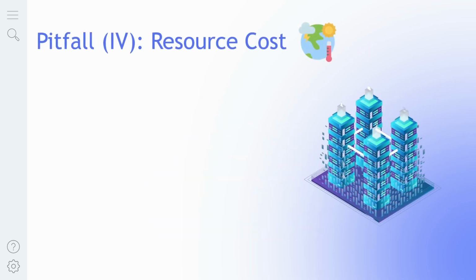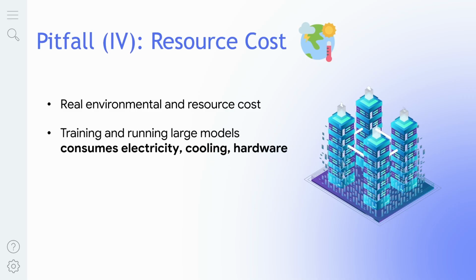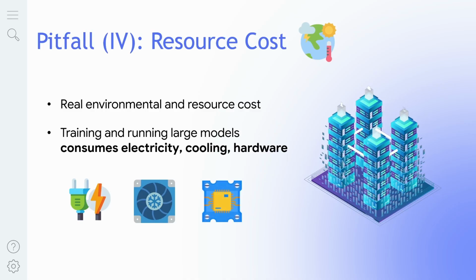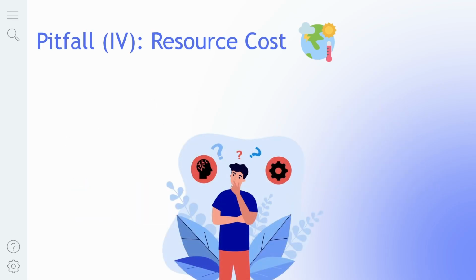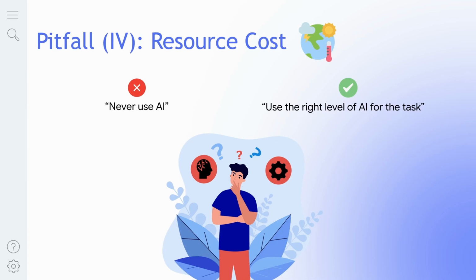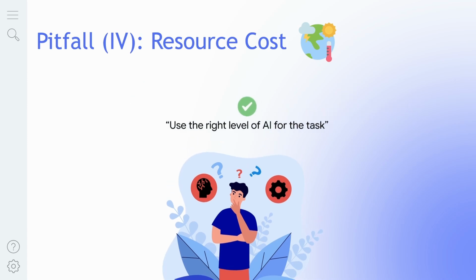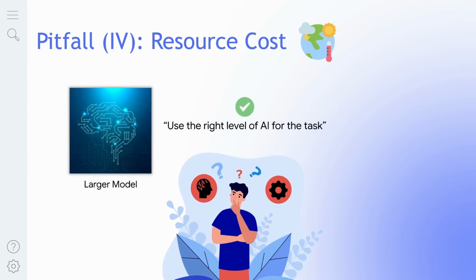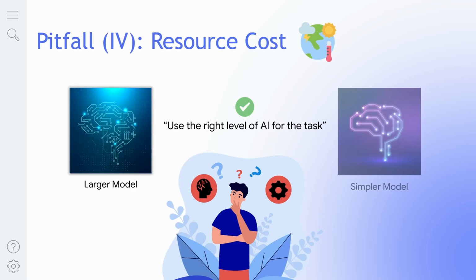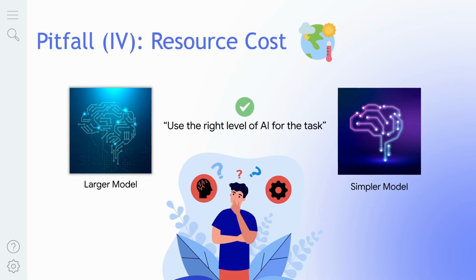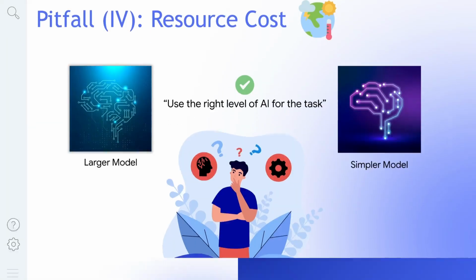And fourth, there's a real environmental and resource cost. Training and running large models consume electricity, cooling, and hardware. The implication is not never use AI, but use the right level of AI for the task. Don't reach for a large model, a repeated image generation, or a long agentic process when a simpler tool or a little human effort would do.